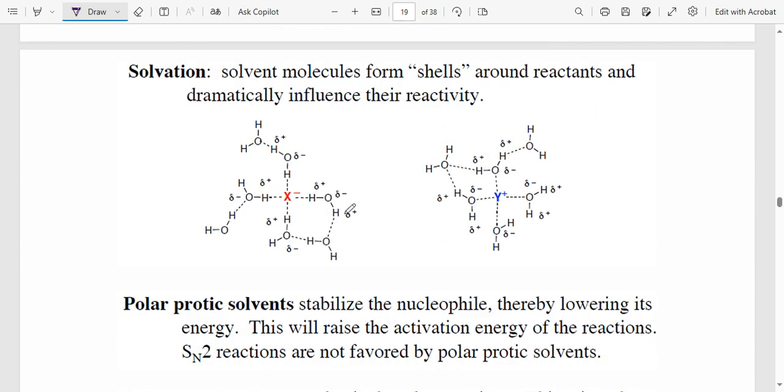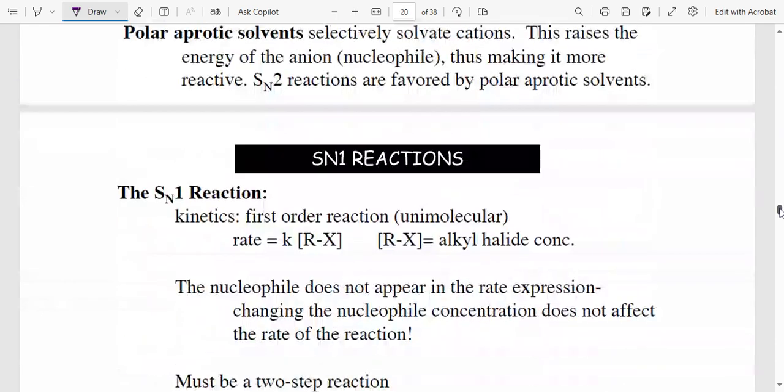So the reason why polar protic solvents are not good is because if you have got a solvent that can form hydrogen bonds, that solvent will end up surrounding the nucleophile. When you surround the nucleophile, it does not have an ability to attack the electrophile. Because it cannot attack the electrophile, it becomes weak. And so that's why polar protic solvents are bad. Okay?